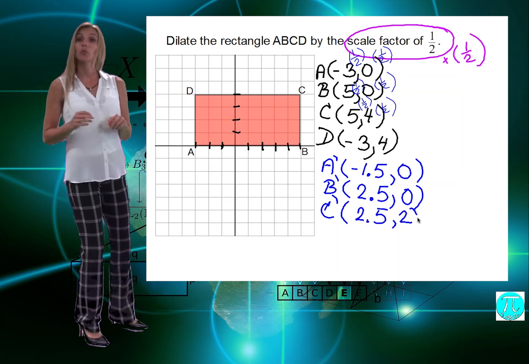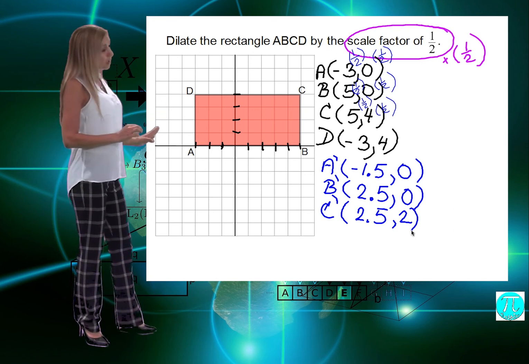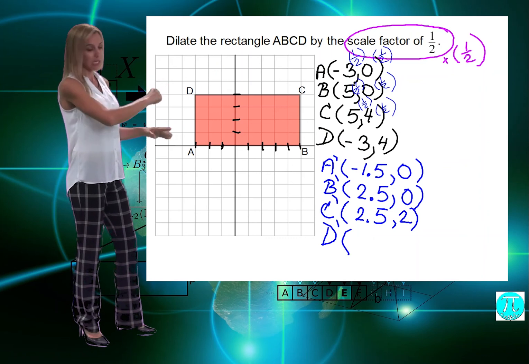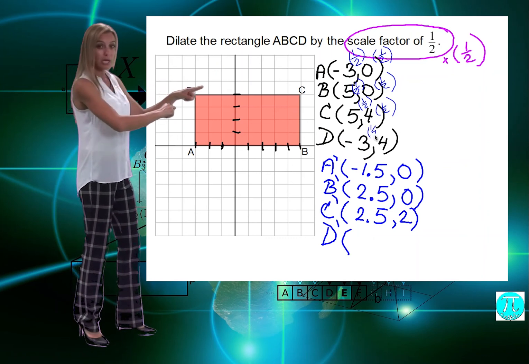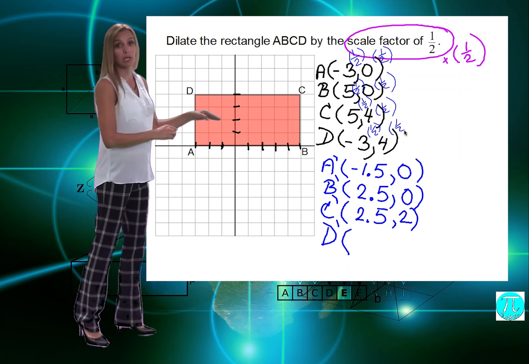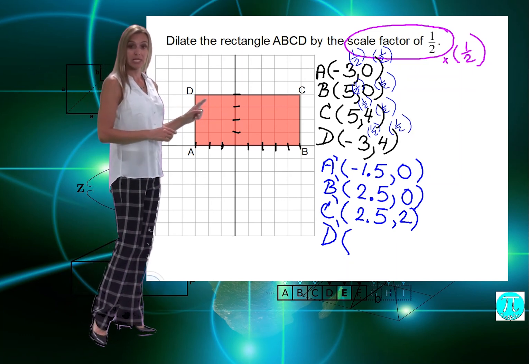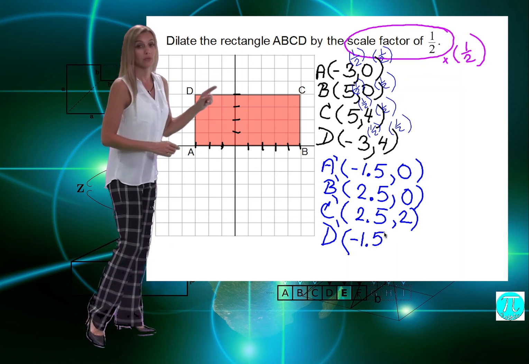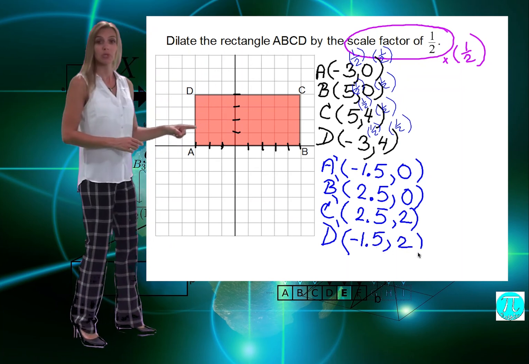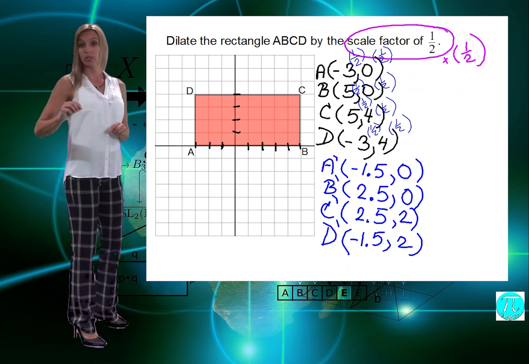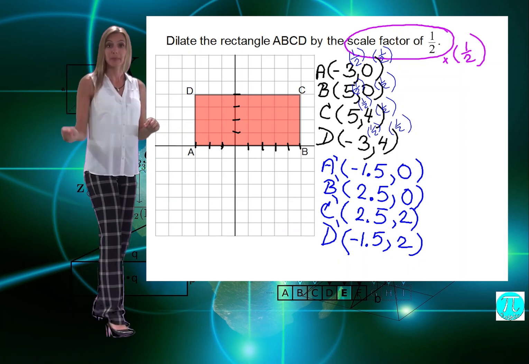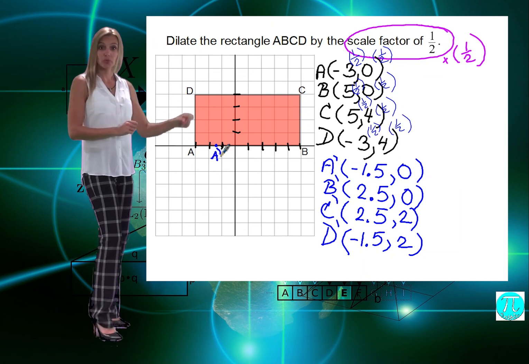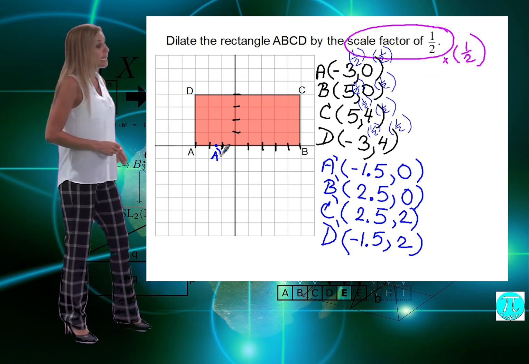Now we have point D. So D prime, we have to multiply everything from point D by 1/2. -3 times 1/2 as well as 4 times 1/2. -3 times 1/2 is -1.5. And 4 times 1/2 is 2. So we have found our coordinates for A prime, B prime, C prime, and D prime. Now we're just going to plot these points and connect them.